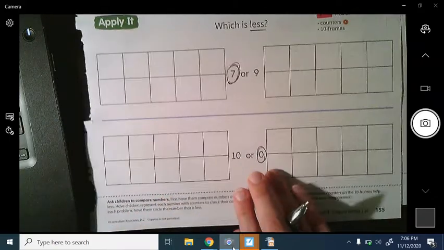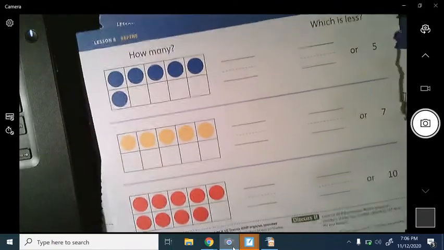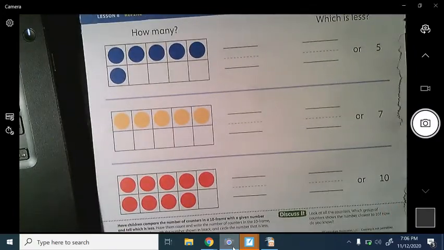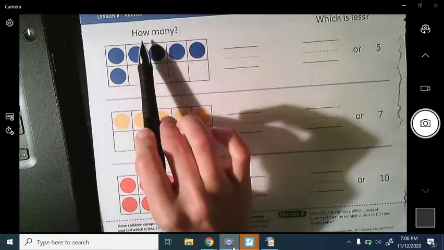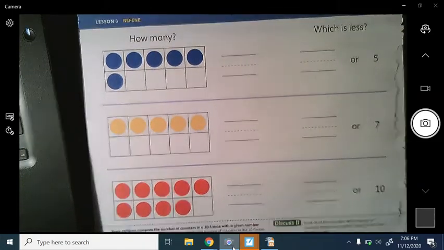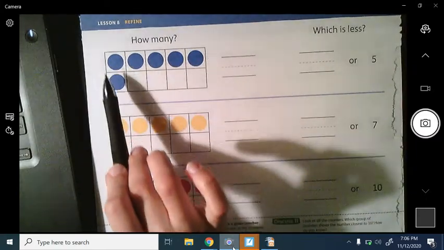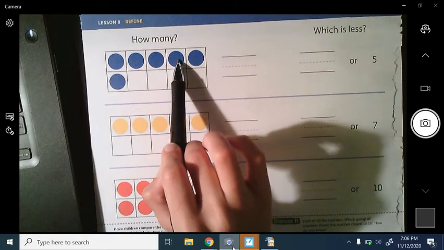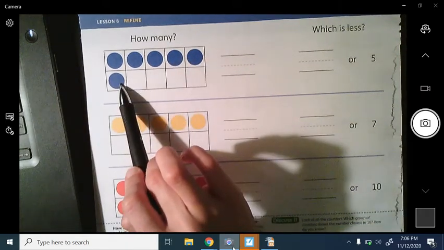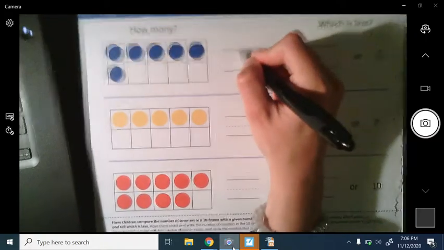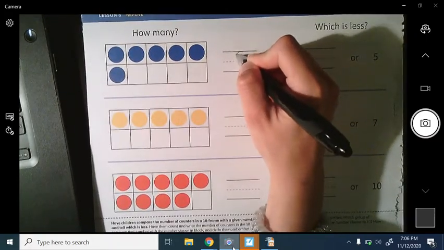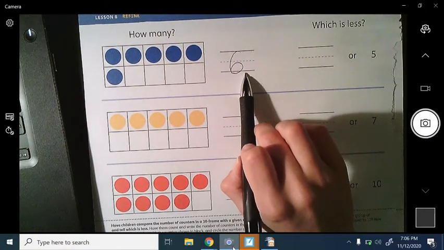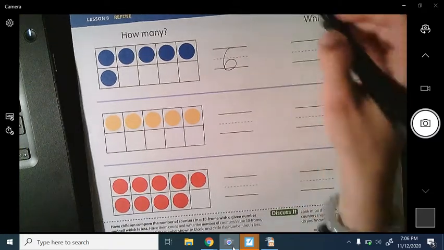All right, boys and girls, we're going to flip our workbook page to the other side. And on this side, we first have to find how many. So let's count the blue counters in this 10 frame. 1, 2, 3, 4, 5, 6. Boys and girls, could you tell that there were 6 without counting? All right, I wrote down the number 6, and now I'm going to write it again over here.